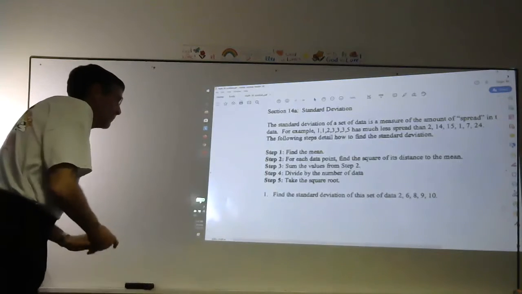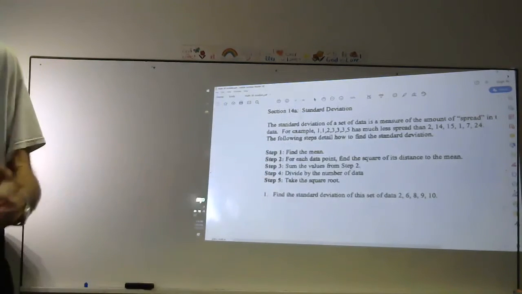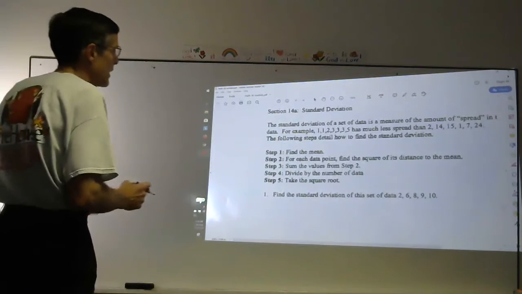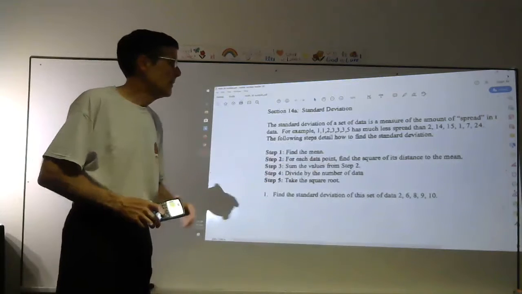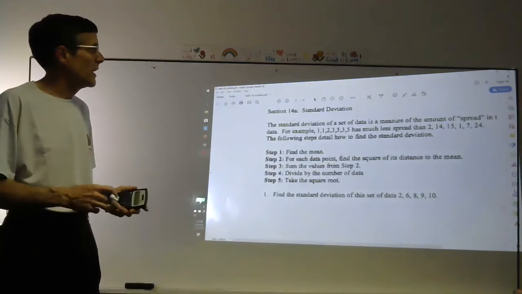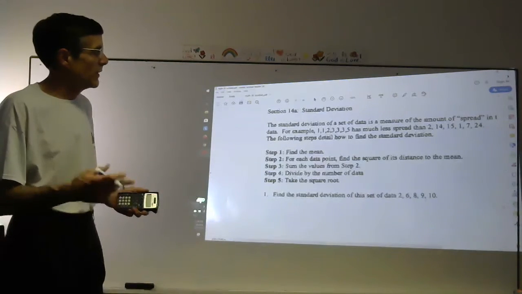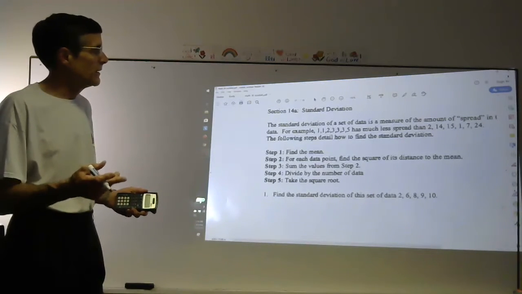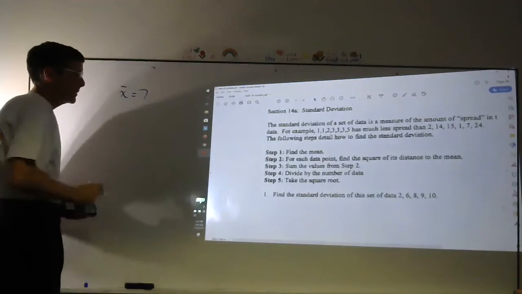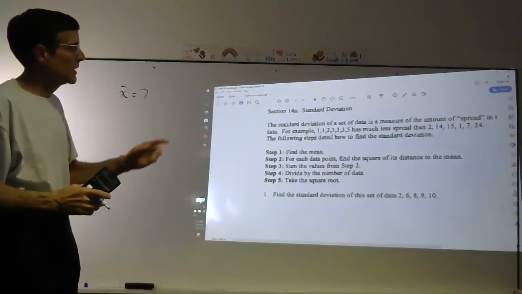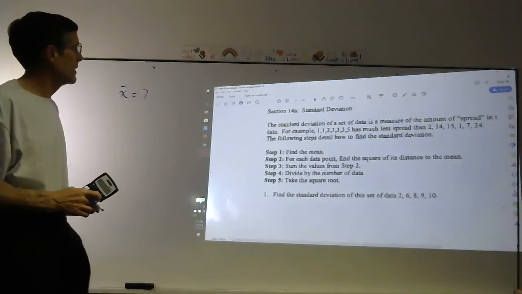All right. So we are going to find standard deviation today. That's how easy this is going to be. Once you get onto the steps, you will not have any trouble whatsoever. Okay, so the first thing we need to do is find the mean. For 2, 6, 8, 9, and 10, we've got to add those up. That's 8 and 8 is 16, plus 9 is 25, plus 10 is 35 divided by 5. The mean, or x bar, should be 7. Okay, let me double check that again. 8 and 8 is 16, yep, and divided by 5 is 7.